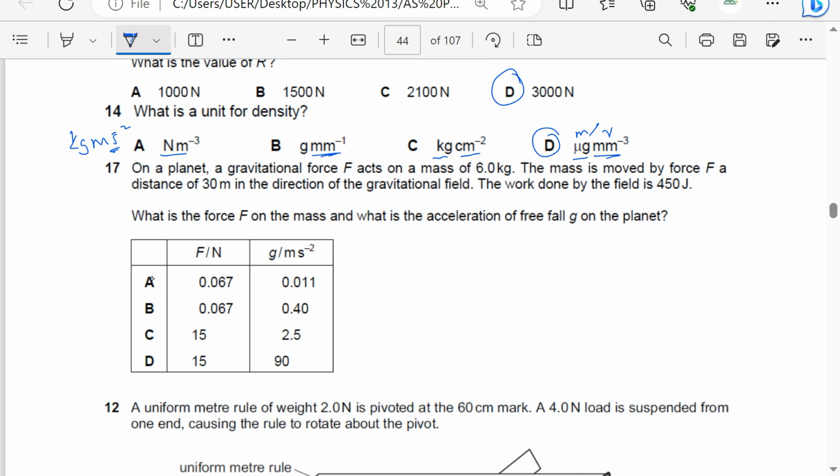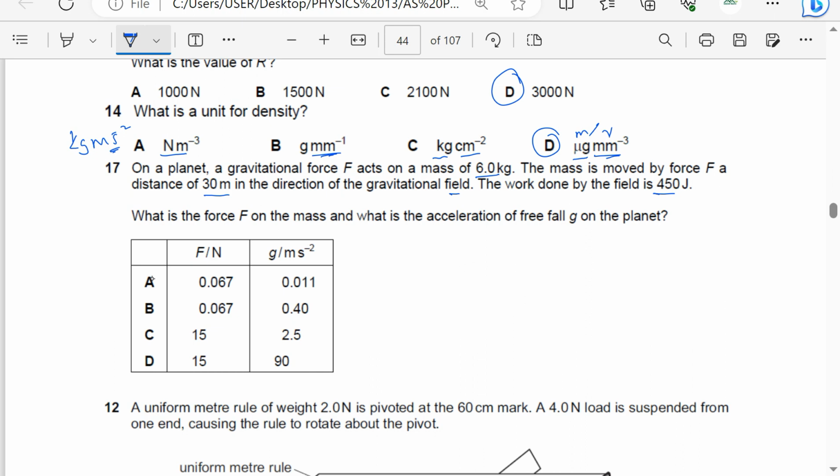On a planet, a gravitational force F acts on a mass of 6 kilograms. The mass is moved by force F, a distance of 30 newtons in the direction of the gravitational field. The work done by the field is 450 joules. What is the force F on the mass, and what is the acceleration of free fall g on the planet?